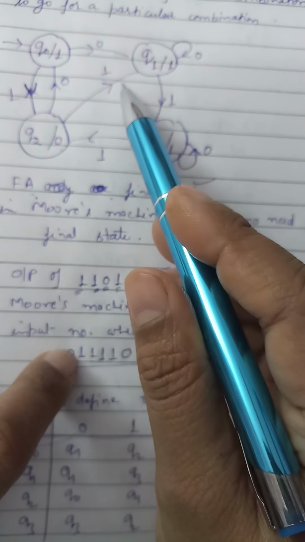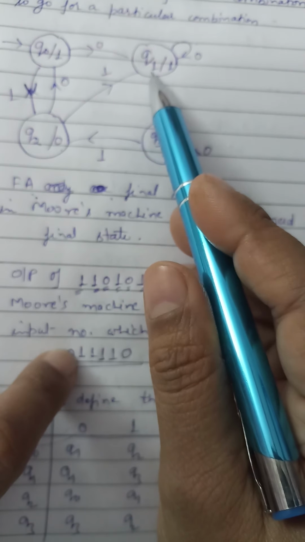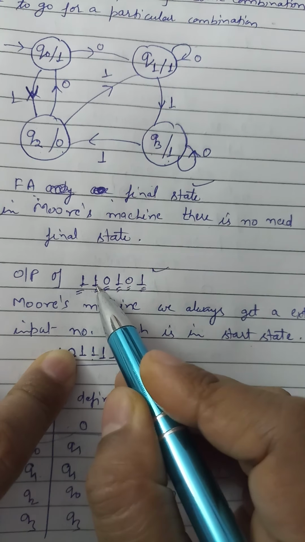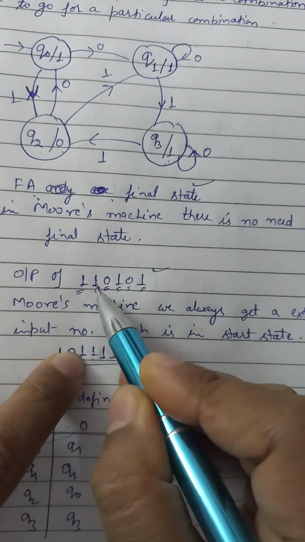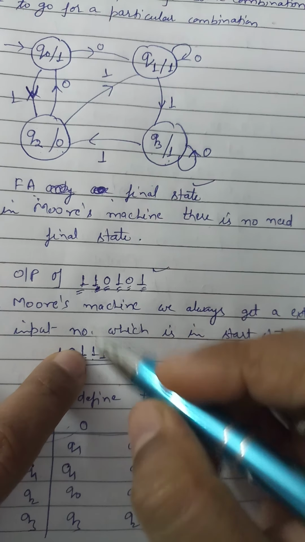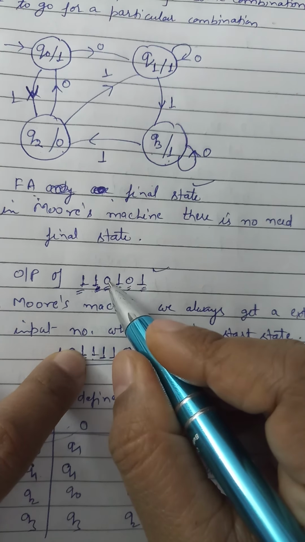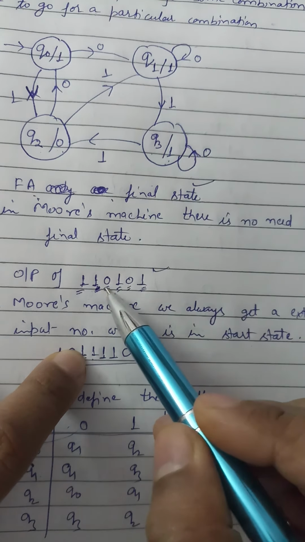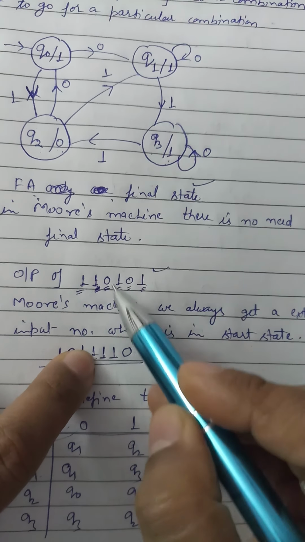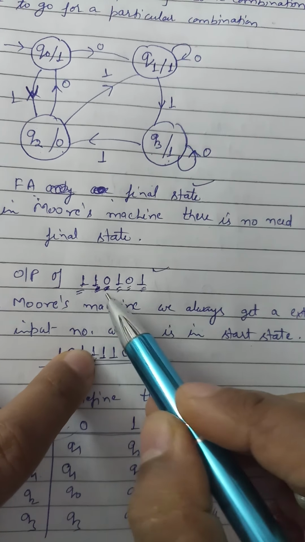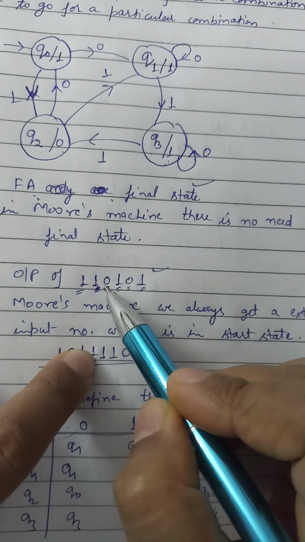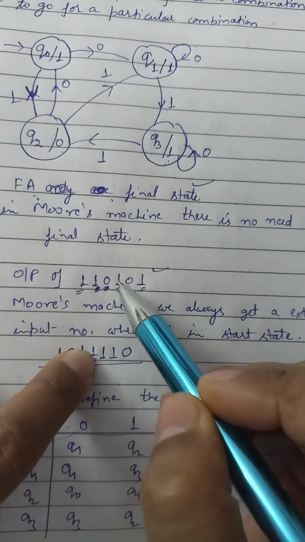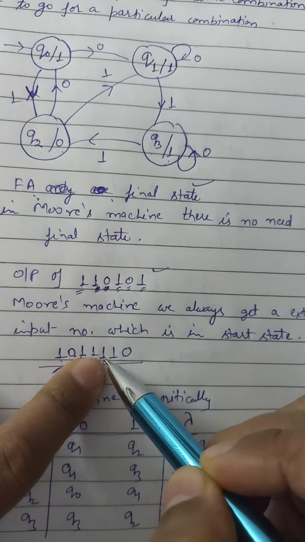From Q2 on 1, where are we reaching? Q1. So what are we getting on Q1? 1. So we will write 1 here. Then again from Q1 on 0, we are reaching Q1. So what are we getting? 1. So for that 0 we will write 1. Then again from Q1 on 1, where are we reaching? Q3. Then what are we getting for this one? 1.